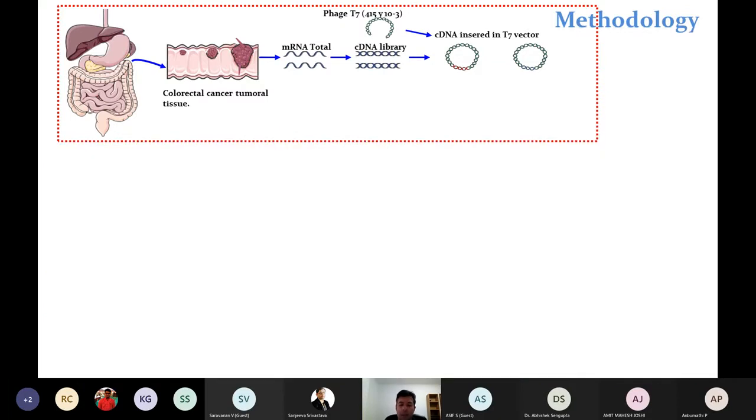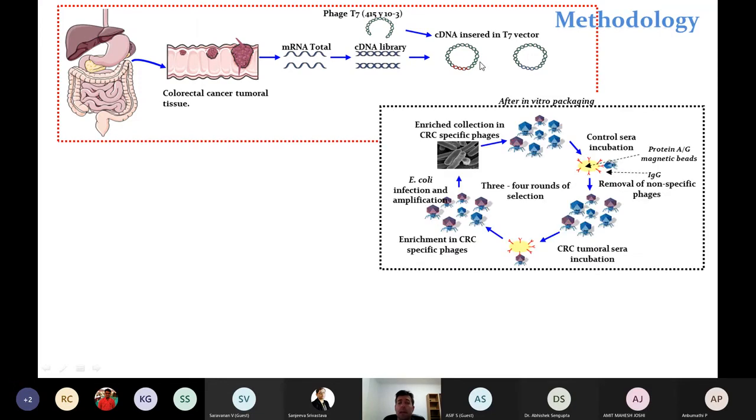And how do we work with this methodology with a phage collection? First, depending on our disease, in this case colorectal cancer, we isolate the tumor. From the tumor, we isolate the total mRNA and clone the cDNA to obtain a cDNA library that is inserted in the T7 vector, the genome of the T7 phage. After in vitro packaging, the phages display on the surface specific peptides or proteins of the tumor that carry all of the alterations produced in the tumor: mutations, aberrations, frameshifts, etc.